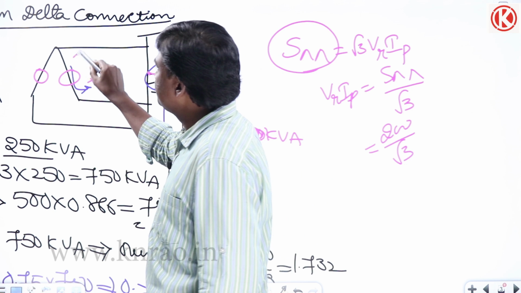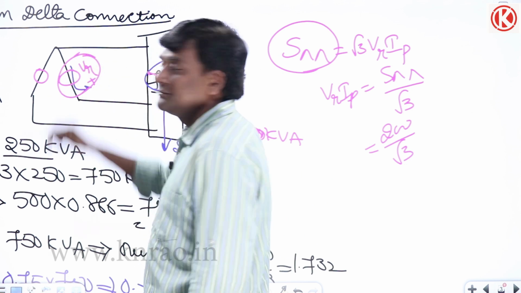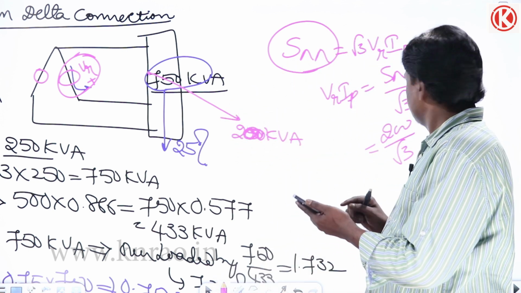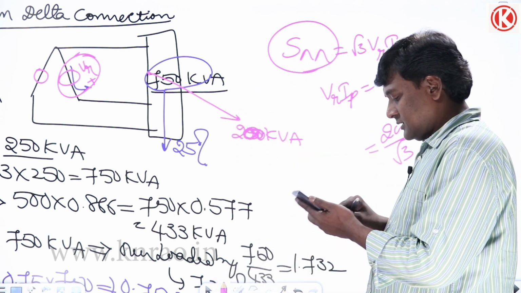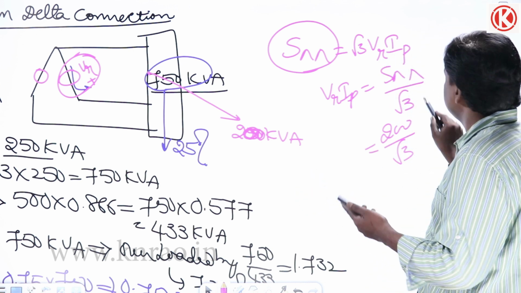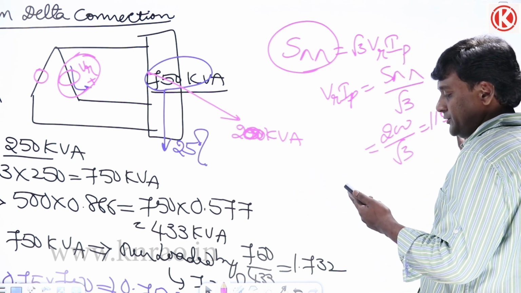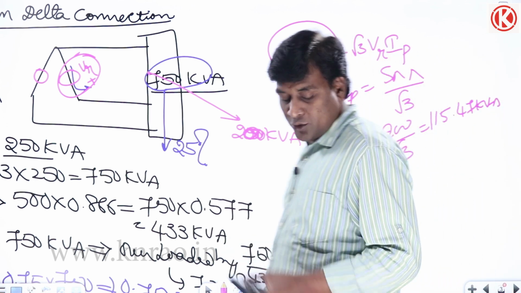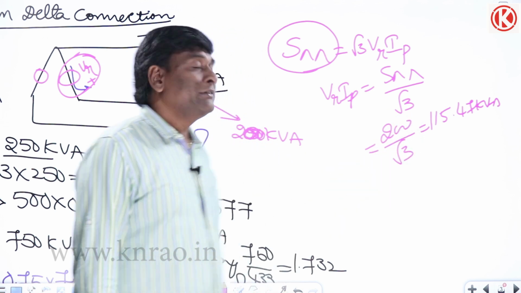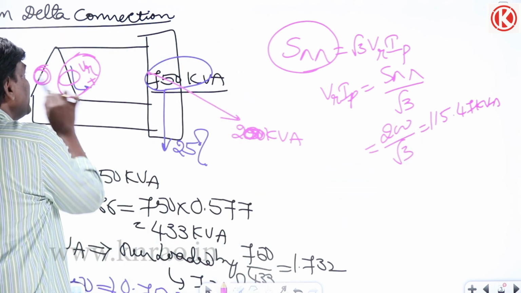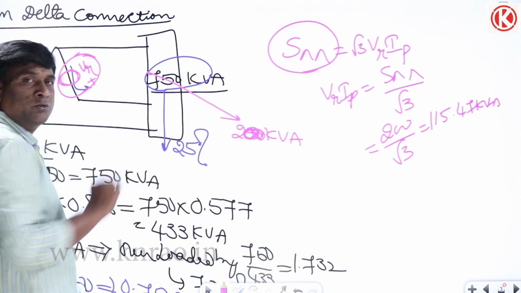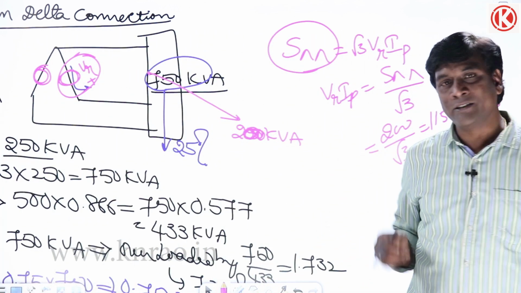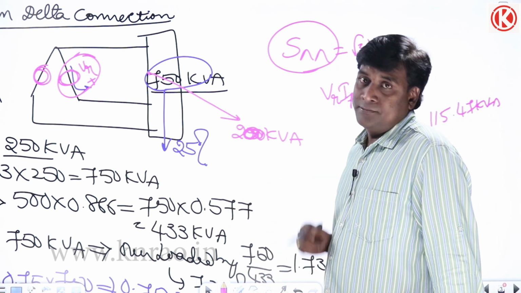V rated I phase is going to be the kVA. So 200 by 1.732, each transformer is going to deliver 115.47 kVA. Each transformer delivers 115.47, such that 115.47 here, 115.47 here, and the output is going to be 200. It will not be 115.47 plus 115.47. Why it is happening, we are going to see now.